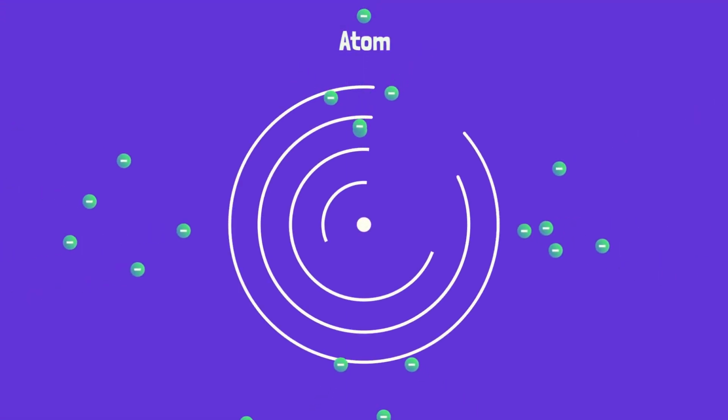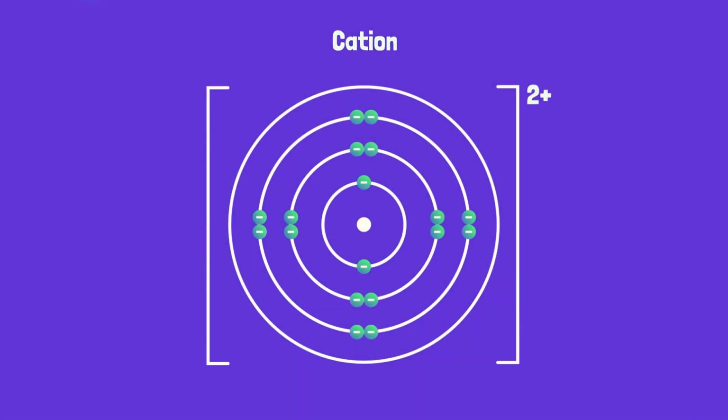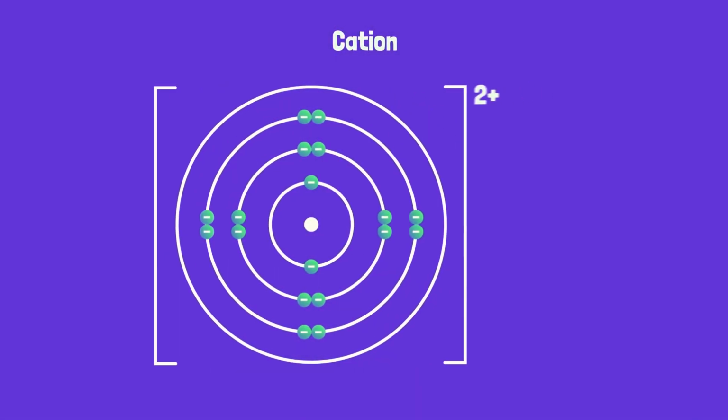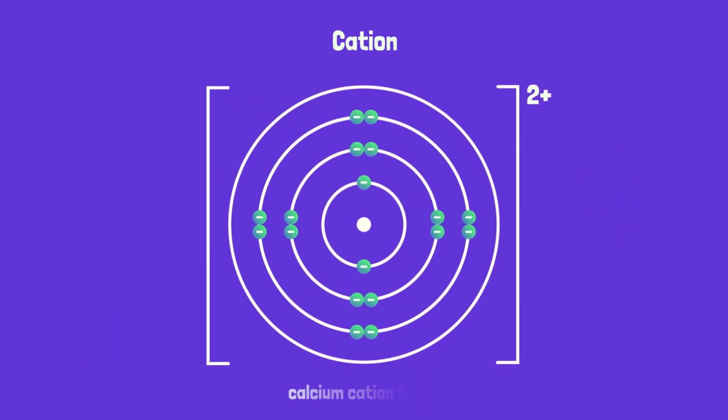What happens when an atom loses an electron? It becomes a cation, a positively charged ion which has more protons than electrons. For example, the calcium ion Ca2+ is a cation, which is formed after a calcium atom loses 2 of its electrons.